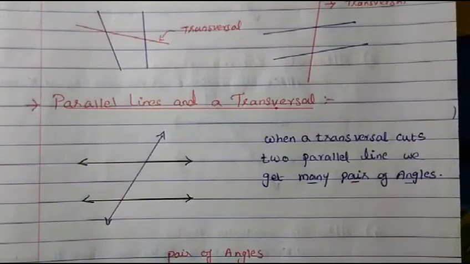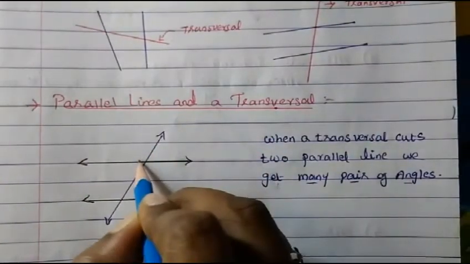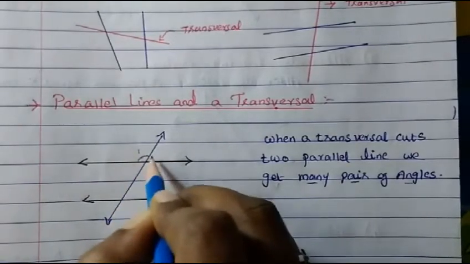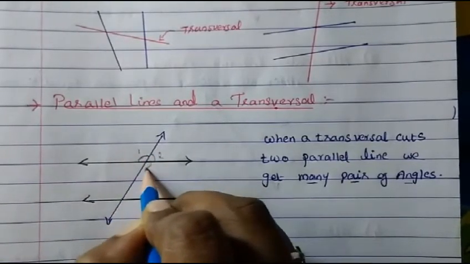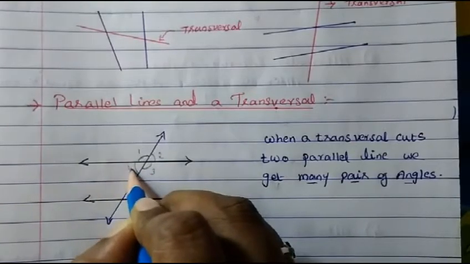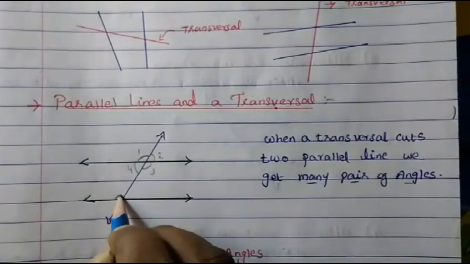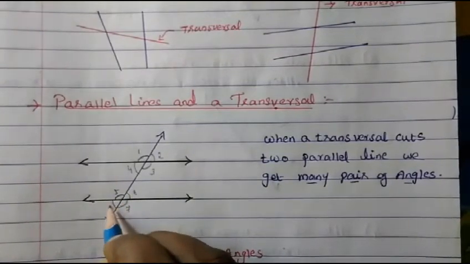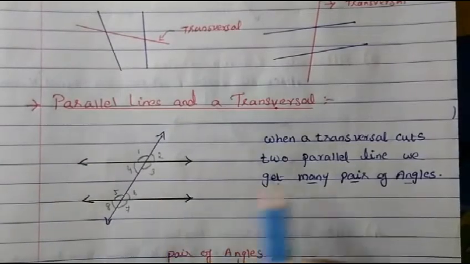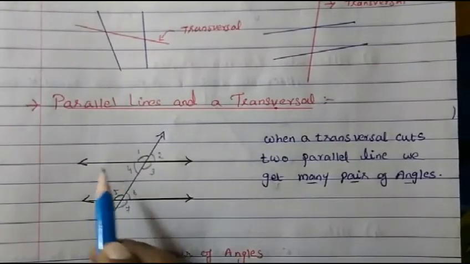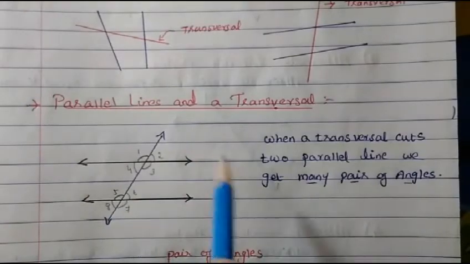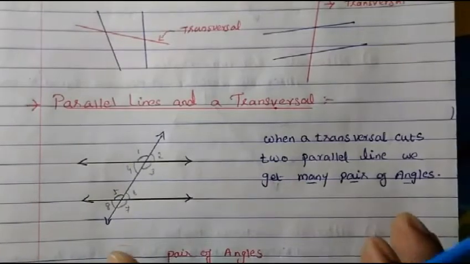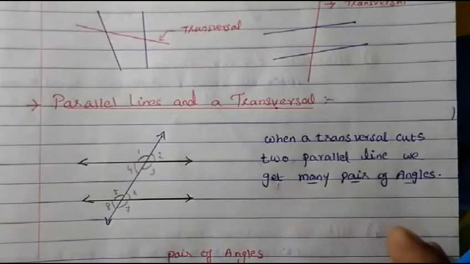So let's name these angles and then we will see. You can see here one angle. Keep it as 1. Clockwise we will go. So this is angle 2, here angle 3, this is angle 4. Same way you can see one angle formed here: 5, here 6, this is 7, and this is 8. So you can see many pairs of angles are formed when parallel lines are cut by the transversal line. This is what we are going to study about the pairs of angles.